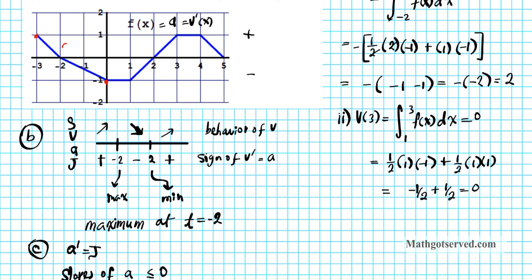A prime is negative on this interval right here. The slope is always negative. Here, the slope is going to be what? Here the slope, A prime, is equal to 0, since you have a horizontal line. And then here it's positive, we don't care about that. And then from 3 to 4, A prime is equal to 0 again. And then from 4 to 5, A prime is negative.